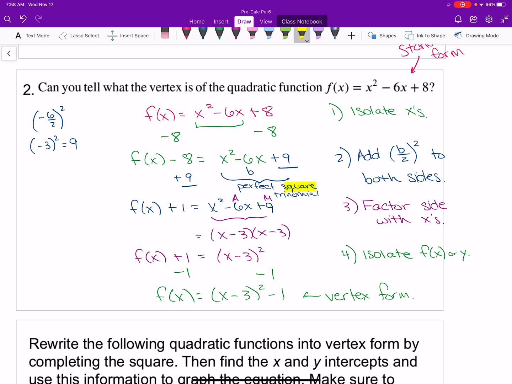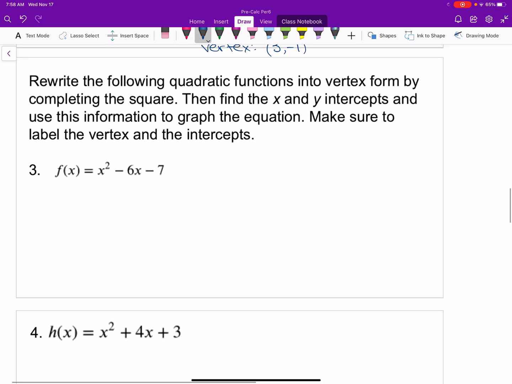So unlike the original equation, with vertex form you should now be able to tell me what your vertex is. Positive 3, negative 1. It's shifting to the right 3 and down 1, and we should be able to get our graphs like we were doing the other day. So we're going to practice that now. This says rewrite the following quadratic functions into vertex form by completing the square.